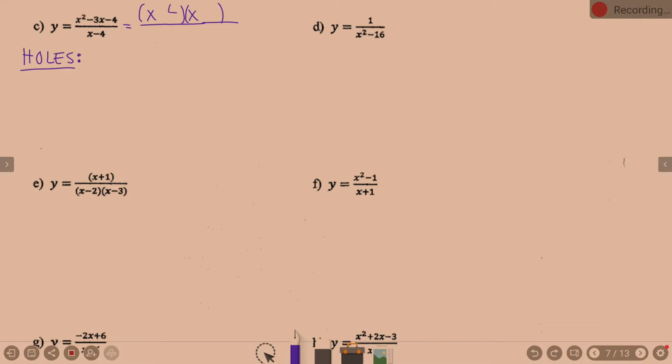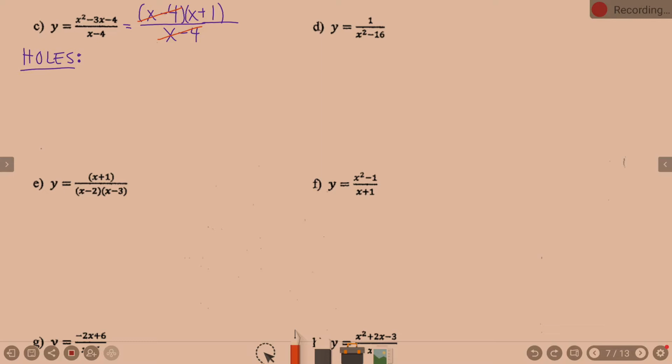If it multiplies to be negative 4, it's a positive times a negative. If it adds to be negative 3, larger number negative, so negative 4 plus 1. What happens to be in the denominator? X minus 4. Hey, guess what's happening here? Do we have a factor that is the same? Yeah. We have a factor of x minus 4 that can cancel with x minus 4.